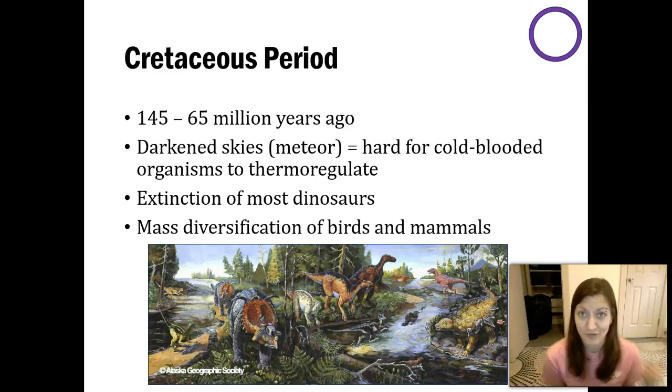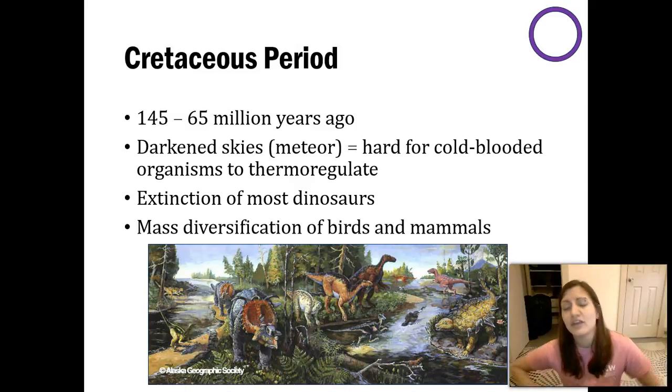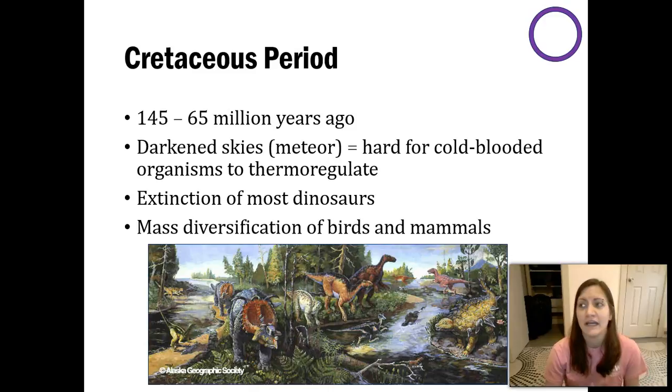But with the dinosaurs out of there, we had so many niches left available. And once the dust settled from that meteor fall, we see huge evolutionary changes to our birds and mammals. So a huge change in our animal system.